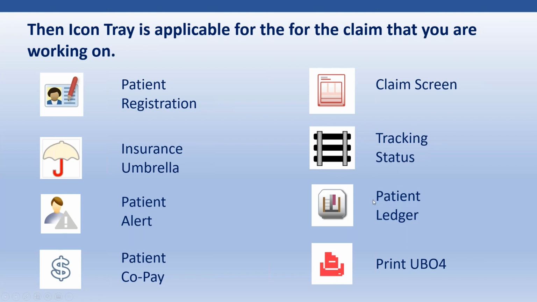The ledger breaks out every line item on that charge, and it tells you how much you billed, how much was written off or adjusted off, how much went to the secondary, how much they wrote off, and if there's a patient balance, how much that is. So a ledger is a good thing to look at to see where your money is or where it's falling. And then you have the print UB04. That's only if you're doing facility claims, but you can print out your UB04 from here.